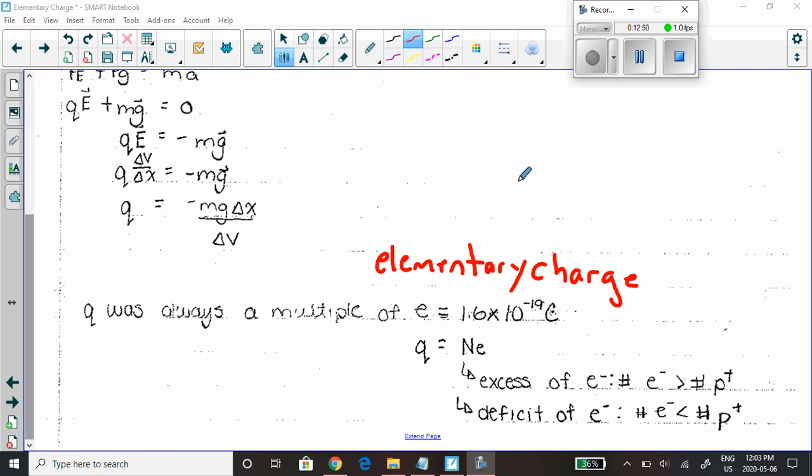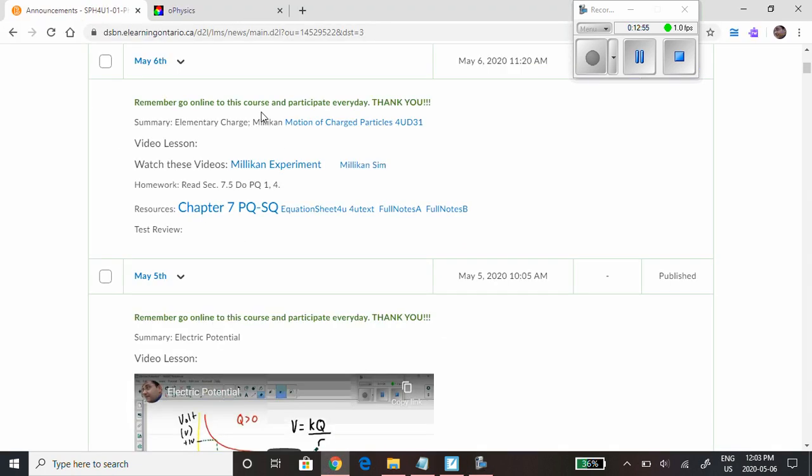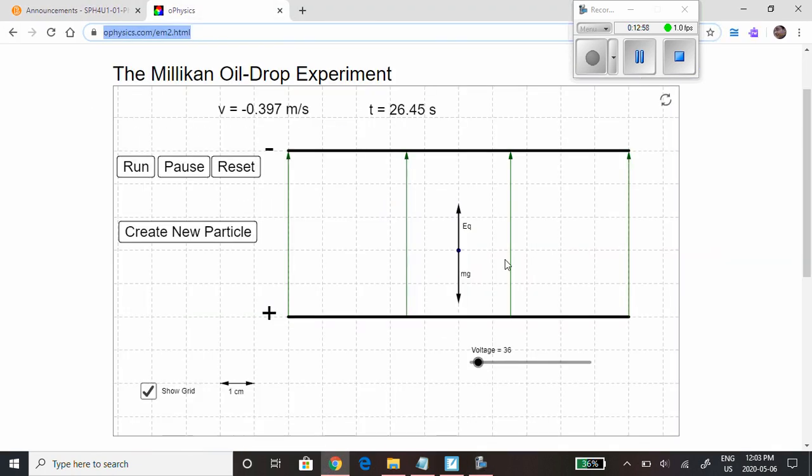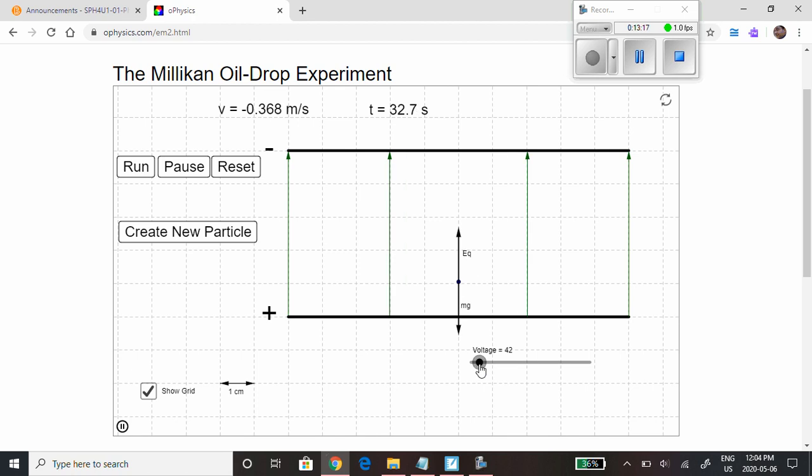What I'm going to do now is let you see an animation, a simulation here. And what we've got here is a positive plate, a negative plate, and a particle. And what Millikan was actually doing is, you see how this particle is falling? So those forces aren't equal. He was literally trying to change the voltage and therefore the electric field until it balanced gravity. It's not as easy as you think.